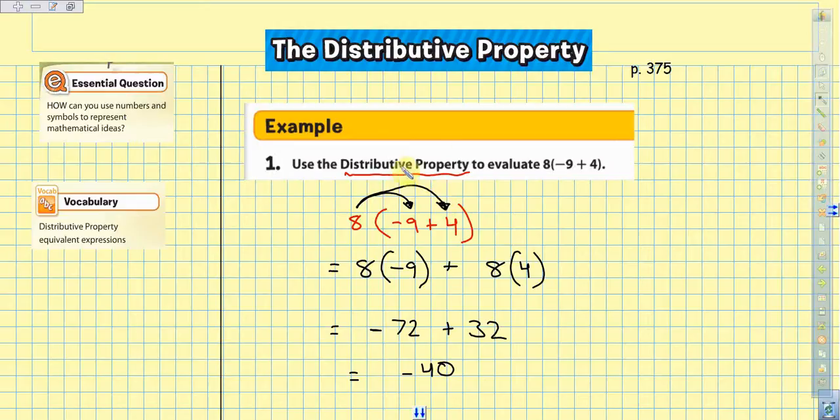Okay, so we're using the distributive property. Now you might ask, well, can't we just add negative 9 plus 4 and then multiply by 8, because we do the parentheses first? And I would say absolutely, but right now we're practicing the distributive property. Okay, so go ahead and do a Go Formative, and when you're done, come back.